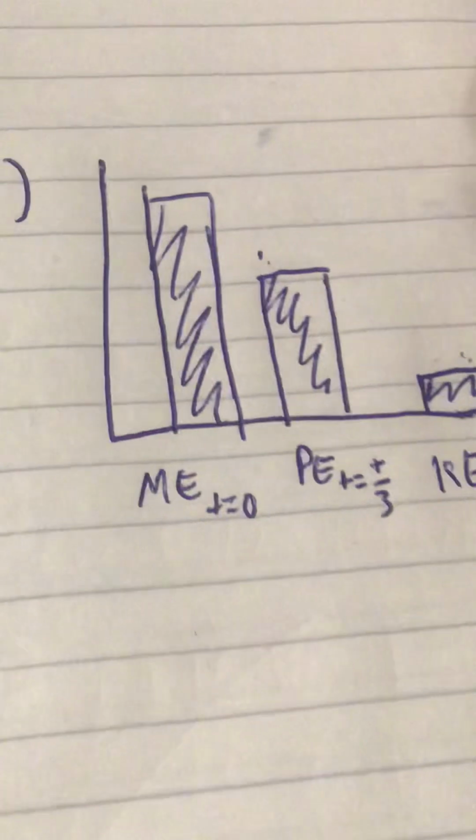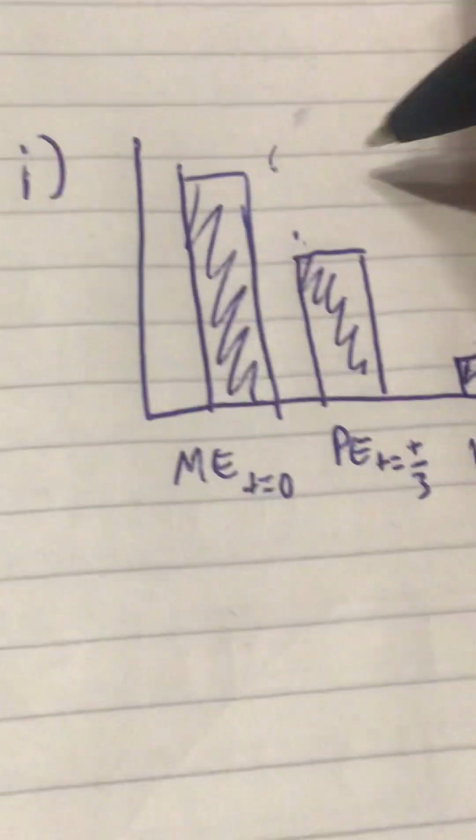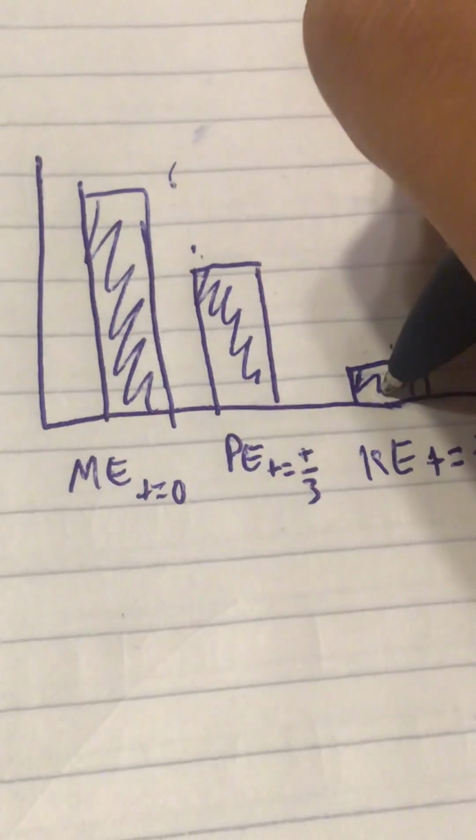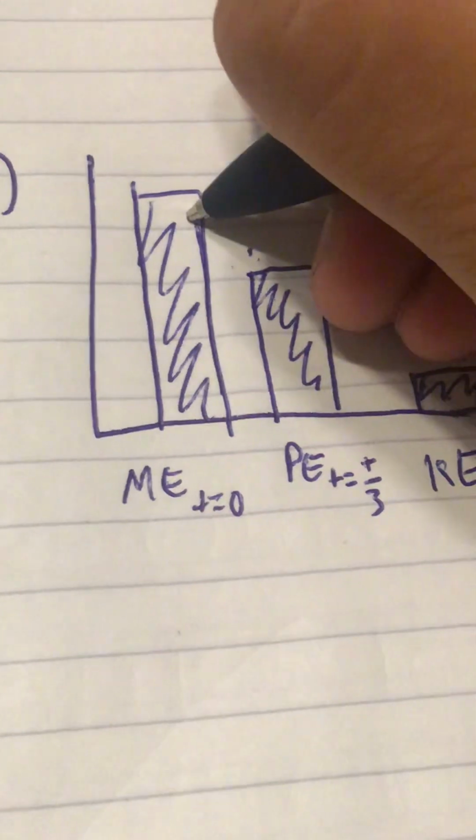We can say that the work due to friction would cover the rest of the gap. So there is some energy lost here. So the KE and the PE will not add up to the ME, so energy is not conserved.